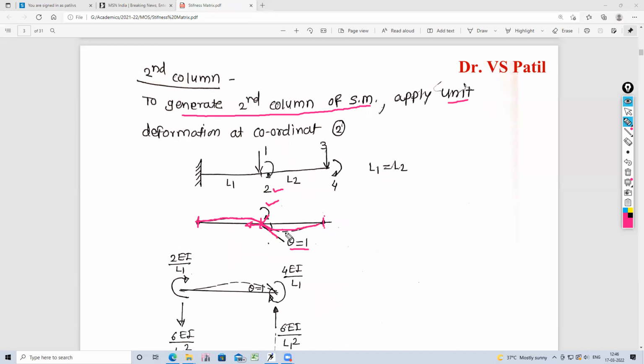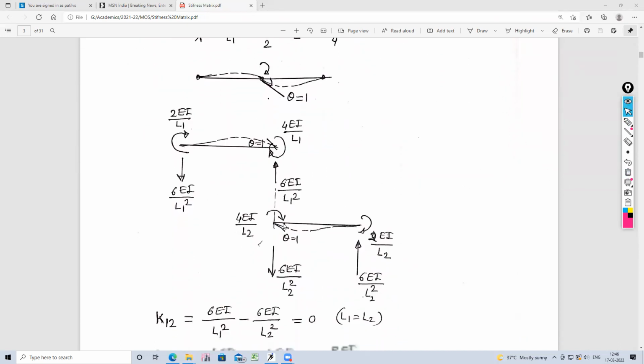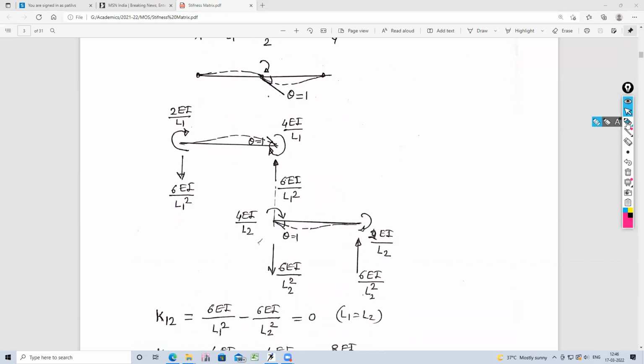Then these deformations will produce internal forces in the first part and second part. So calculate those internal forces separately, part 1 and part 2. Okay, now this is part 1. Part 1 hogs upward, and this slope will be equal to 1.